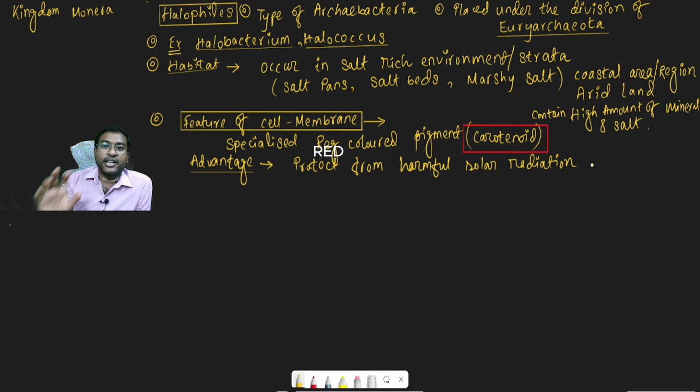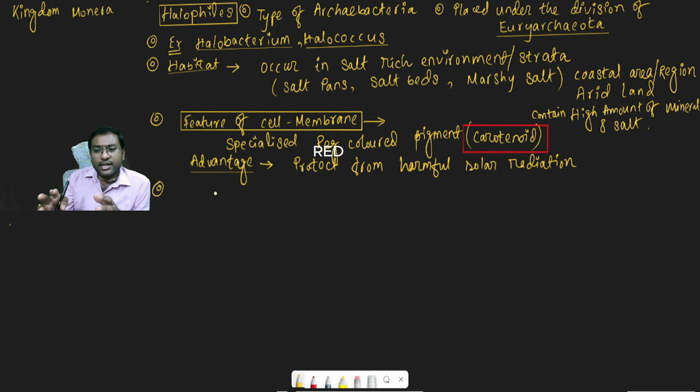Now the next point is also very important. There are two conditions in which the halophiles can develop. One is aerobic and another is anaerobic.